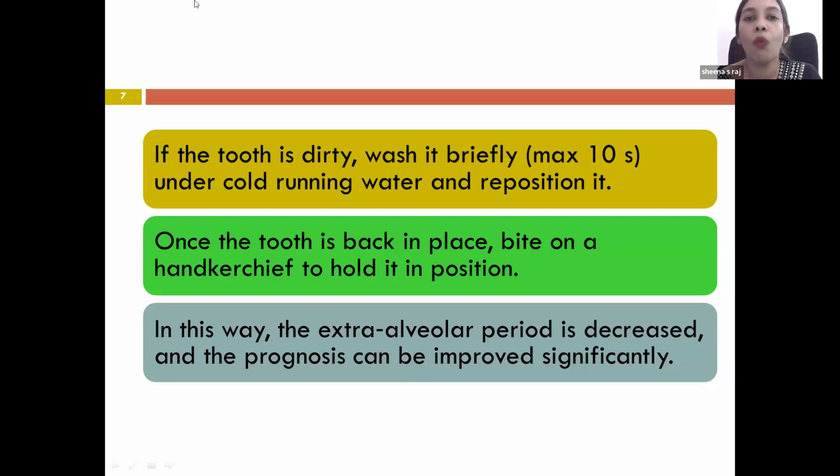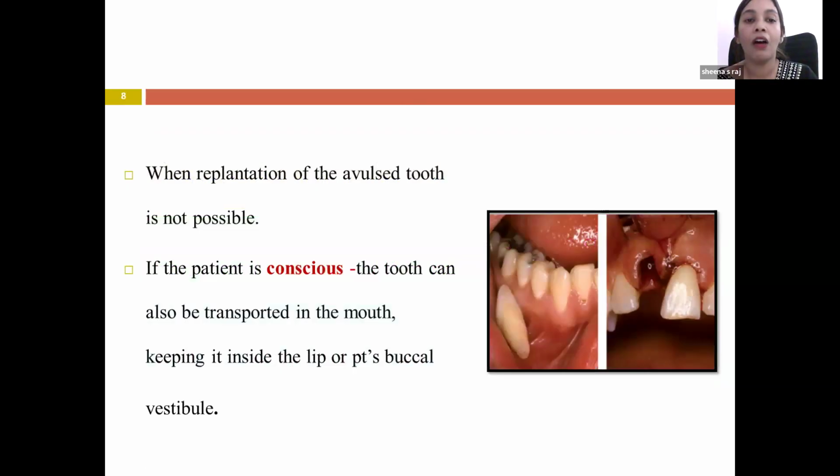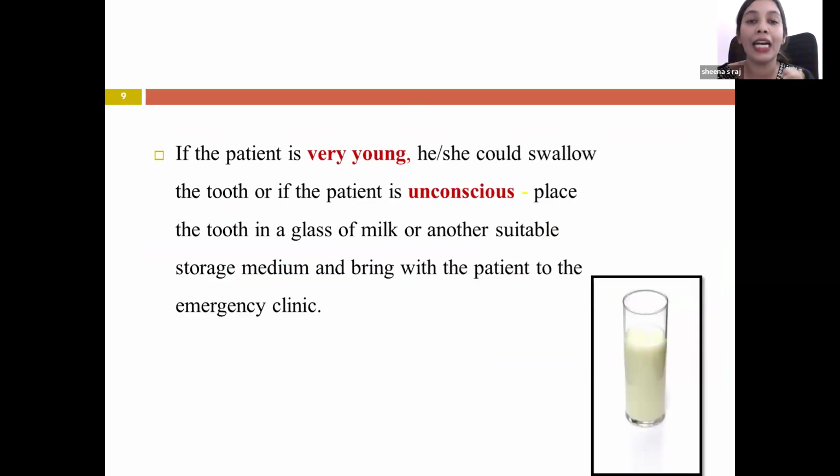So if the tooth is dirty, wash it for 10 seconds in cold water, as I told, and place it back in the socket with the help of a handkerchief so that it firmly goes into the socket. Okay. Next important, these are the points by the IADT 2012 for placing into the socket. When replantation of the avulsed tooth is not possible, we have to transport it either in saliva within the mouth, or place it in a media. That is very important.